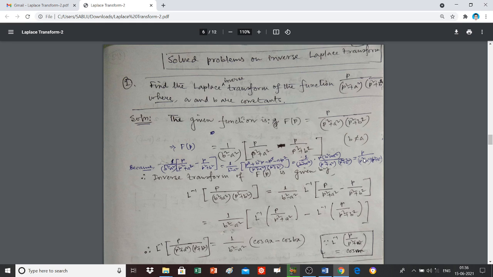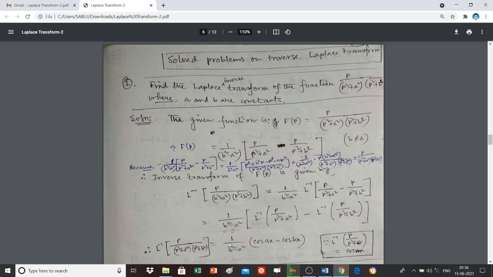So this p by (p square plus a square) into (p square plus b square) can be written in this fashion. So the inverse Laplace transform is given by L inverse of p by (p square plus a square) into (p square plus b square), that is equal to 1 by (b square minus a square), because this is a constant, times L inverse of [p by (p square plus a square) minus p by (p square plus b square)], that is equal to 1 by (b square minus a square) into [L inverse p by (p square plus a square) minus L inverse p by (p square plus b square)].